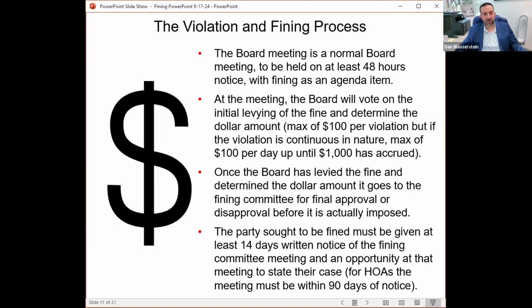Before it can go to step three, though, there has to be this 14-day notice. We call it a 14-day notice. It means at least 14 days. You have to give the owner or the person being fined a warning that says, hey, you were fined by the board X amount of dollars for this issue. But before we're going to impose that fine against you, it has to be approved by the fining committee. And the committee meeting is going to be held on such and such a day at such and such a time.